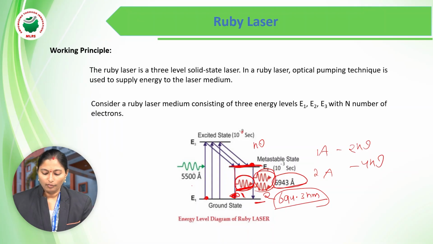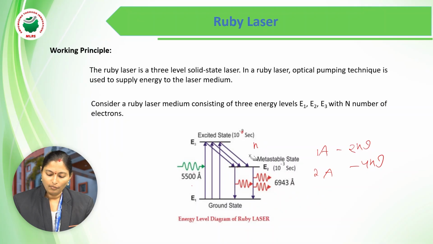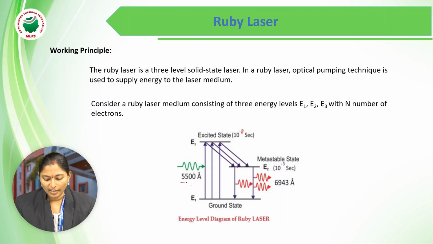So now if we switch on the flash lamp, we incident the flash light on the atoms in the ground state. The wavelength of the xenon flash lamp is about 5,500 angstroms. The atoms will absorb this energy and start to move to the excited state. After the lifetime of the excited state, the atom comes to the metastable state, and here the atom will stay for a long time.